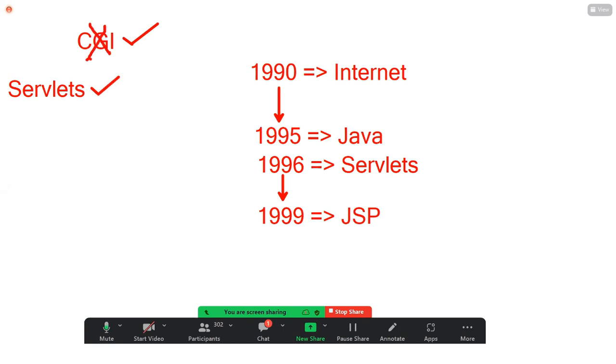In 1996 only Servlets came, and they became popular. In 1996 only CGI was outdated, because for every request a new process was created. If there are 1000 requests, then 1000 processes are created. But with Servlets, it is one process: only the very first request creates a new process. From the second request onward, child processes are created.